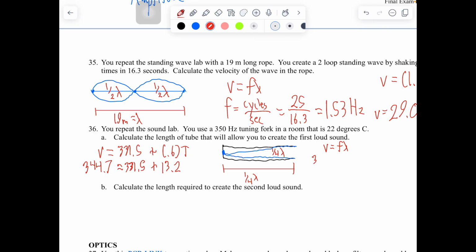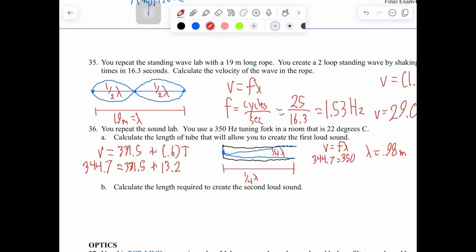Velocity is 344.7. Frequency is 350. 344.7 divided by 350, we find that our wavelength is 0.98 meters. What does that mean for the length of the tube?